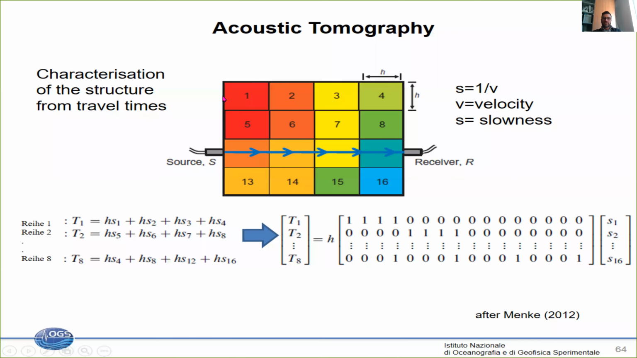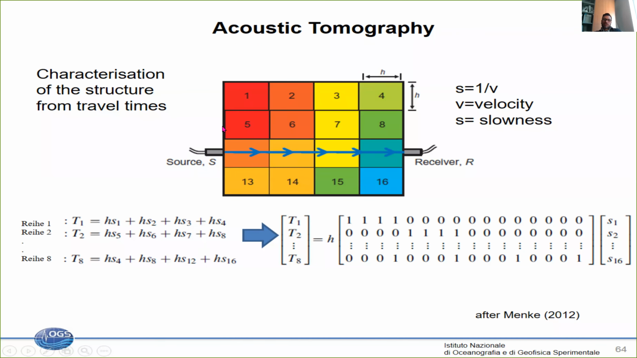So if I shoot in this place and I record in this place, I can say that this first travel time that I call T1 will be equal to what? It will be equal to h, which is the horizontal distance in block 1, divided by the velocity, so the travel time in the first block, plus the travel time in the second block, plus the travel time in the third block, plus the travel time in the fourth block. So I can write it in this way. The slowness is nothing else but 1 divided by the velocity. So here I'm just dividing the path h by the velocity in each block. So it's just the sum of the travel time in each one of these blocks. So this is my first datum.